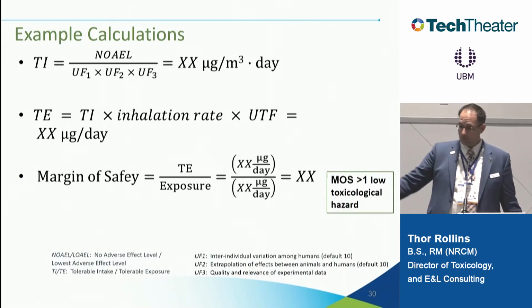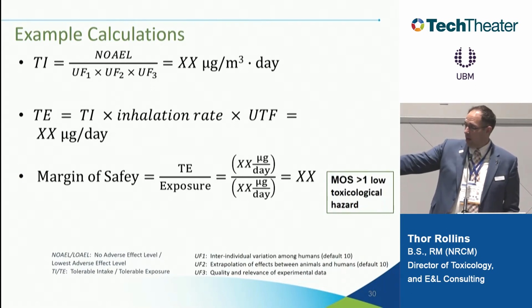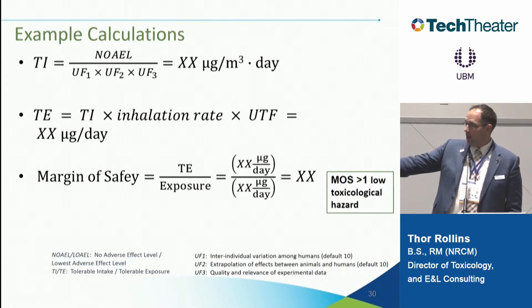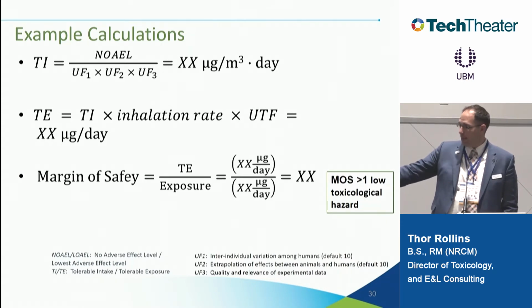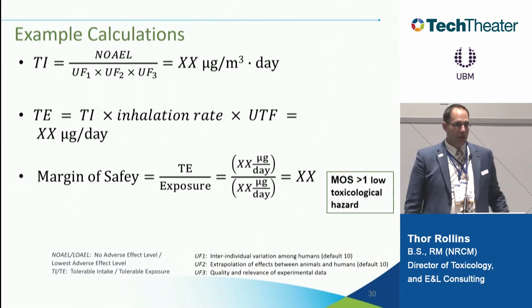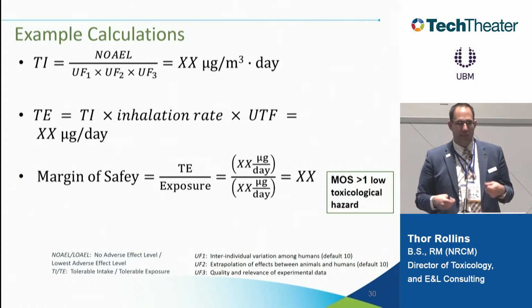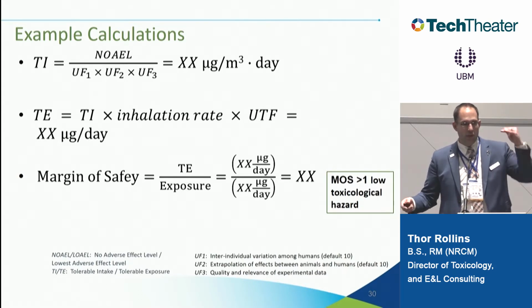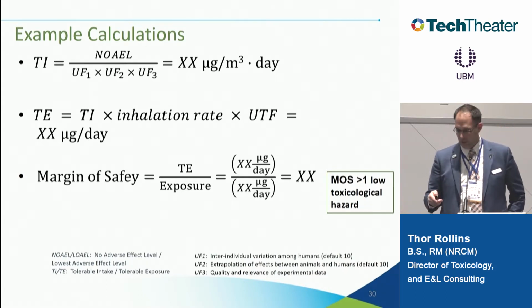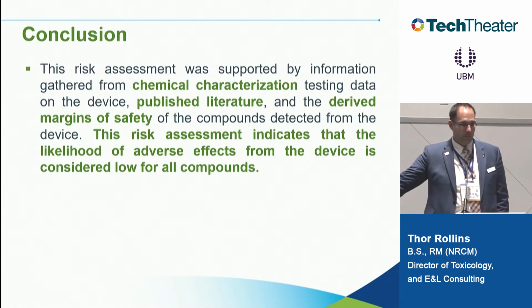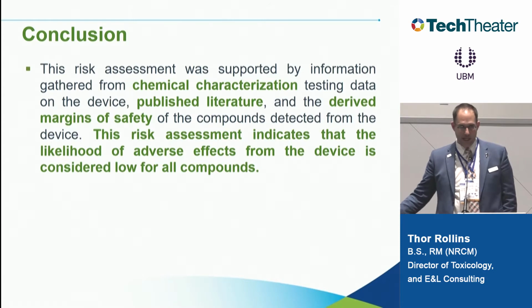Okay? So that's how much we can take in based off of those safety factors per day. That's breathing. Then we take our TE, which is just our TI times the inhalation rate, and then we do some uncertainty factors, but basically we try to get a margin of safety. So we're looking at how much can we breathe in of this compound and be safe. And we do that for every single compound. Okay? That's the conclusion we try to get to, which is everything is safe, right?